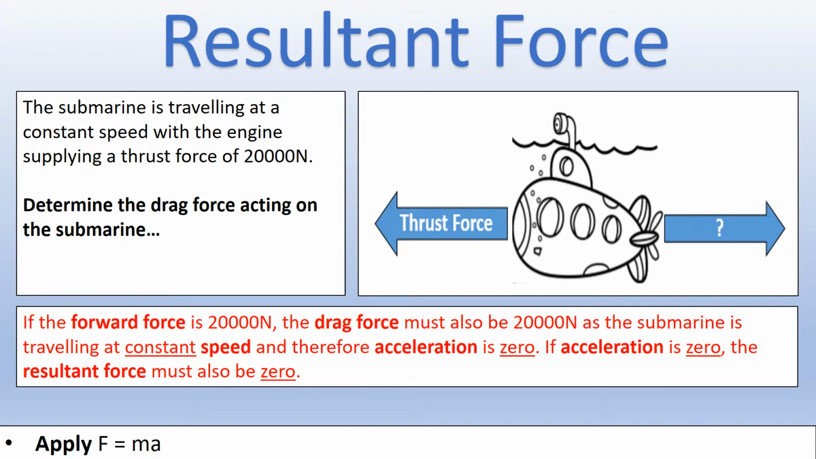Okay, so the correct answer is the drag force must also be 20,000 newtons. So the key is the fact that a submarine is traveling at constant speed, and therefore that means acceleration is 0 if the speed is constant. And if the acceleration is 0, the resultant force must also be 0, which is why the drag force must be equal to 20,000, so the forward and backward forces cancel each other out, and you get left with a resultant force of 0.